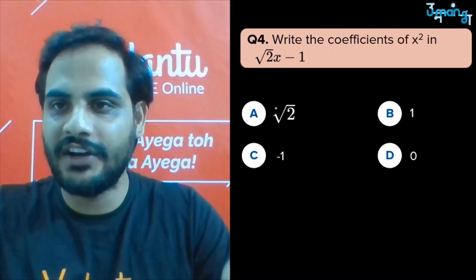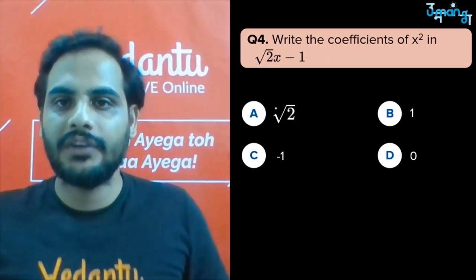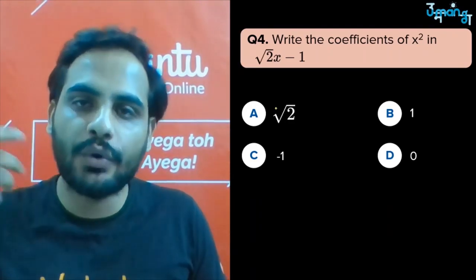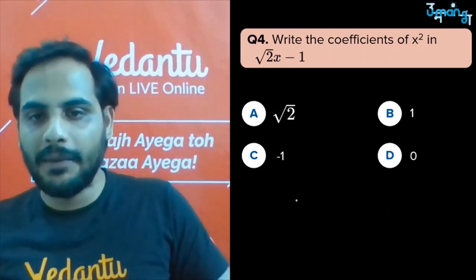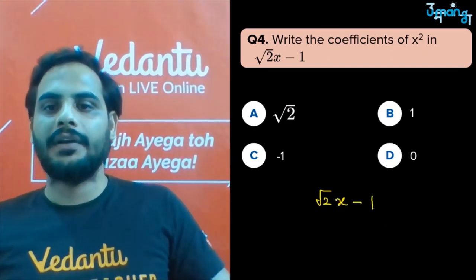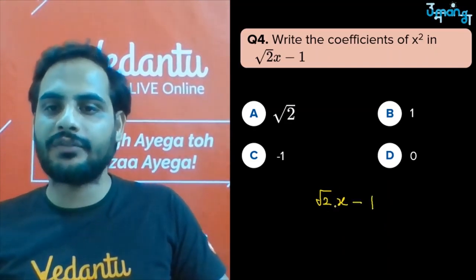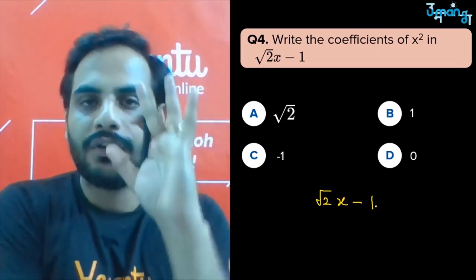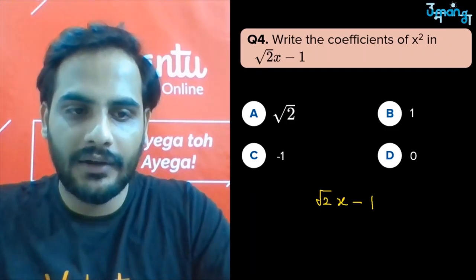Write the coefficient of x square in square root of 2 into x minus 1. You have to write the coefficient of x square. Beta, you will see, sir, you are making a joke with us. Coefficient of x I can say is square root of 2. Constant term is minus 1, but there is no x square. So beta, if there is no x square, what does it mean?